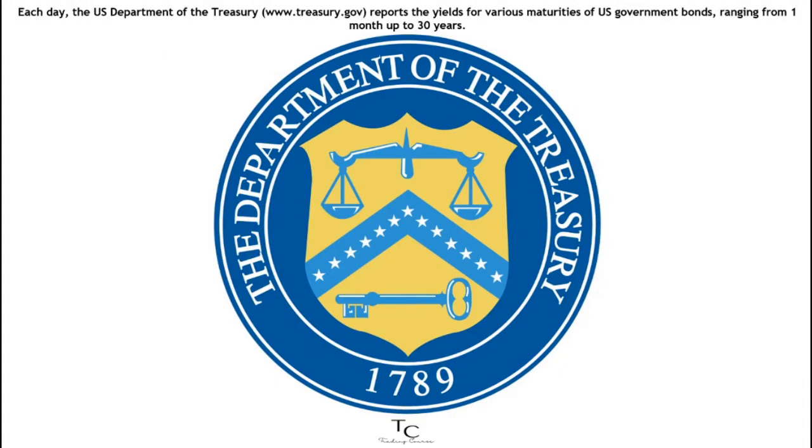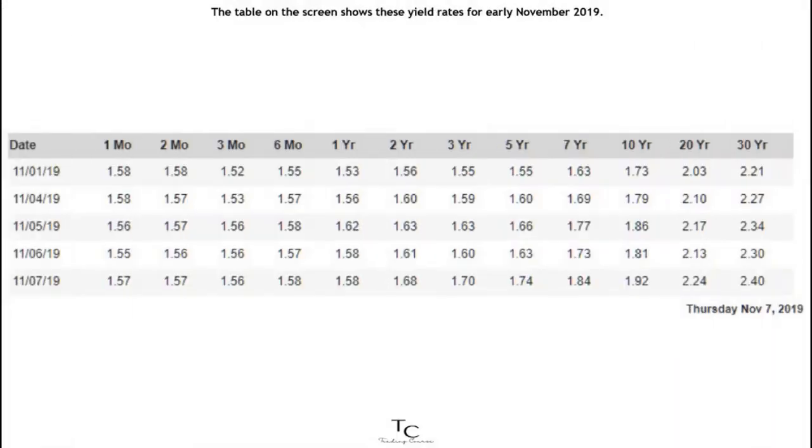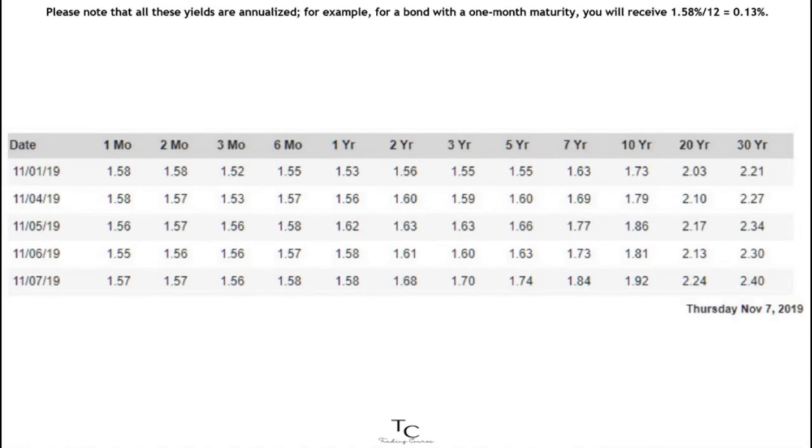Each day, the U.S. Department of the Treasury, www.treasury.gov, reports the yields for various maturities of U.S. government bonds, ranging from 1 month up to 30 years. The table on the screen shows these yield rates for early November 2019. Please note that all these yields are annualized.